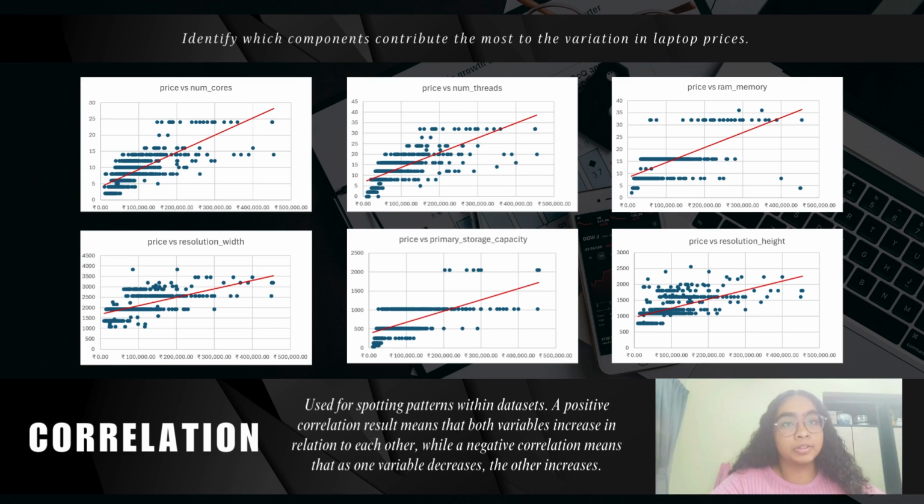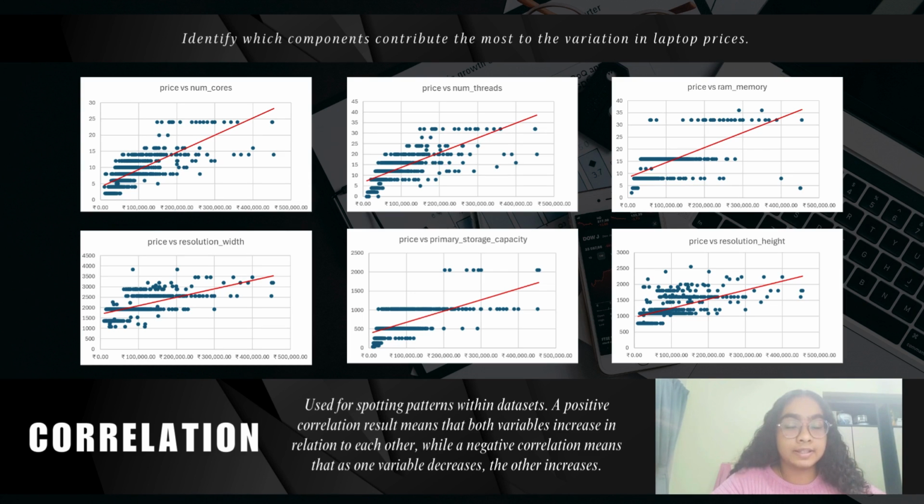The number of cores and number of threads in the processor have a strong positive correlation with the price, 0.724 and 0.719. This suggests that as the number of cores and threads increase, the price of the laptop also tends to increase.